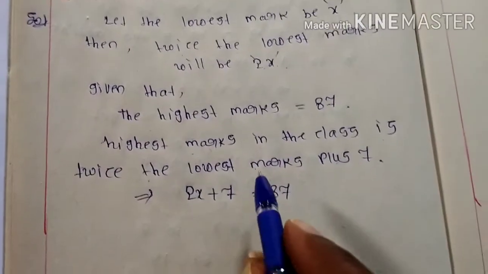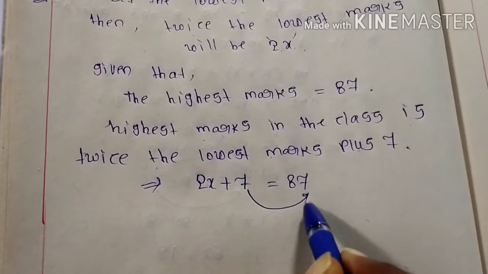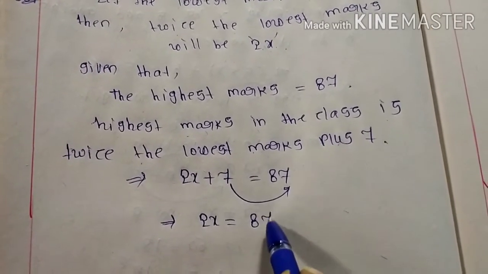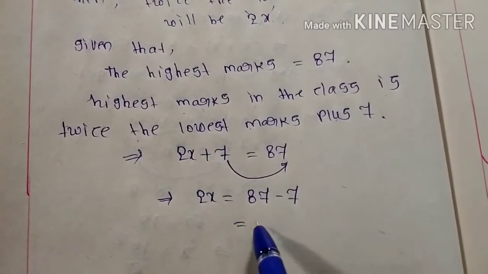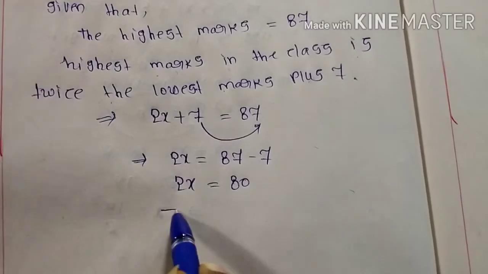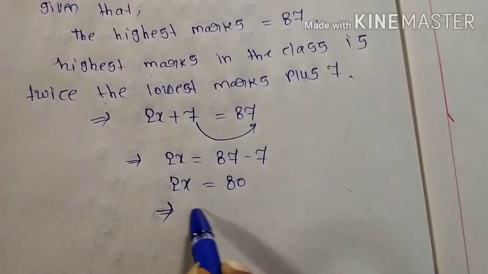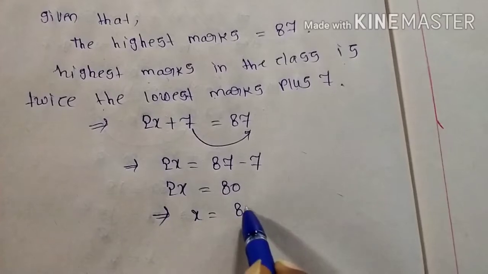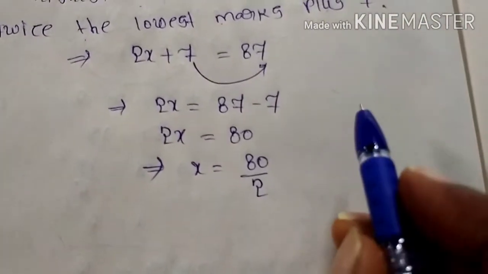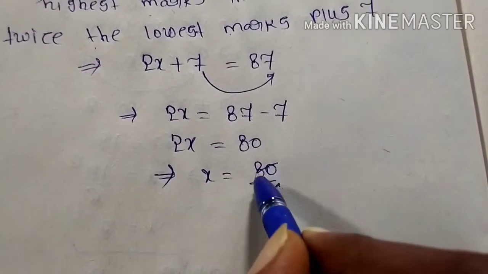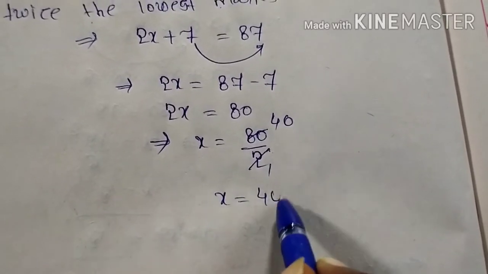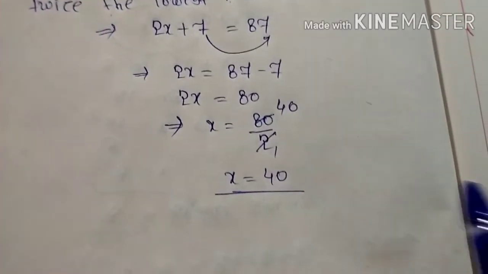You can solve this simplification. Just you can transpose 7 to RHS. Implies you can write here 2x is equal to 87 minus 7. That means 87 minus 7 is how much? 80 only. 2x is equal to 80. Then you can transpose 2 to RHS. That means you will get here 80 by 2. You can simplify it if possible. 2 1s are 2, 2 4s are 8, 0. That means x is equal to how much? 40. The lowest marks in class is how much?